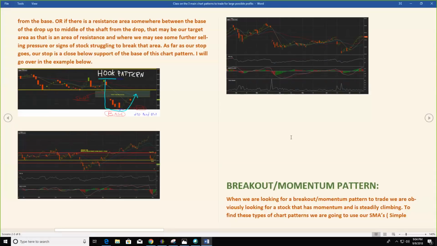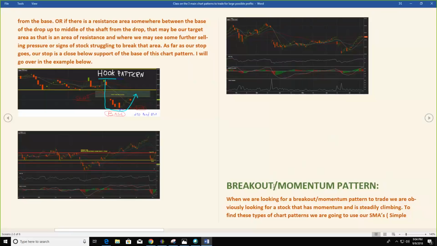All right, so second type. The first one was the hook pattern. The second one is breakout and momentum patterns. All right, this was TSE's number one pattern that we traded for the past several years as we were in a big bull market, and we just kept climbing higher and higher. And the breakout momentum patterns are really what made us the largest profits, and that's most of the types of trades we traded for the past several years.